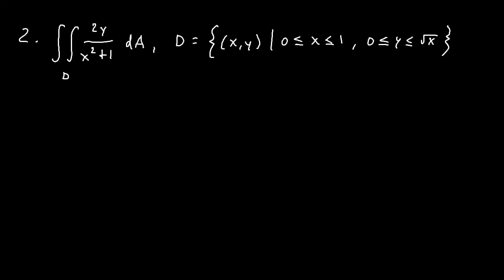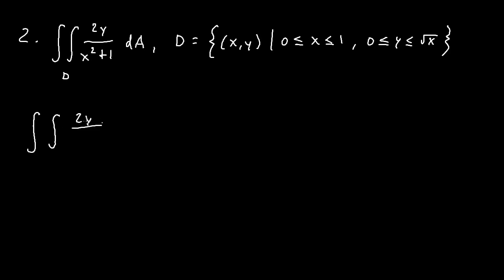So now for number 2, we have the double integral of 2y over x squared plus 1 times dA, described by region D, which is in set notation for all x-y ordered pairs such that the x values range from 0 to 1, and the y values range from 0 to the square root of x. So once again, all we're going to do is turn this into an iterated integral and evaluate.